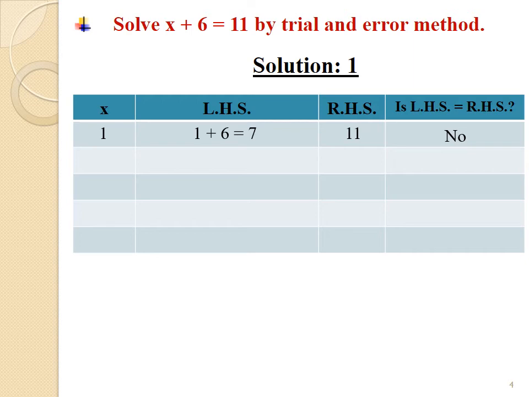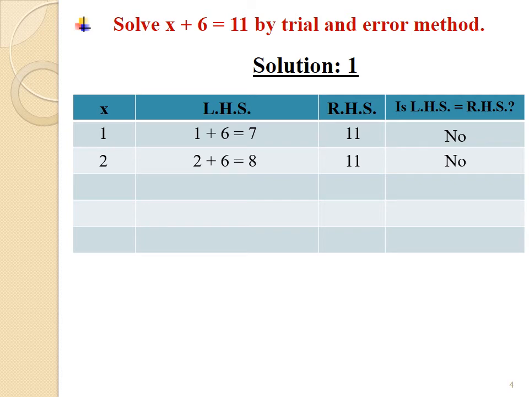Now, let us take the value of x as 2. Now, let us write 2 in place of x and add 6 to it. Thus, adding 2 to 6, we get 8. On right hand side, 11 is given. Since LHS is not equal to RHS, so we have to write no.